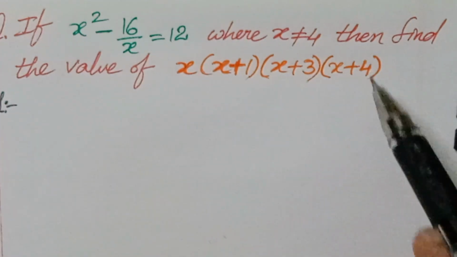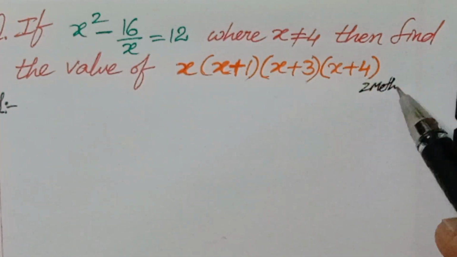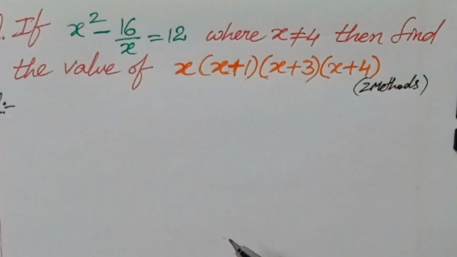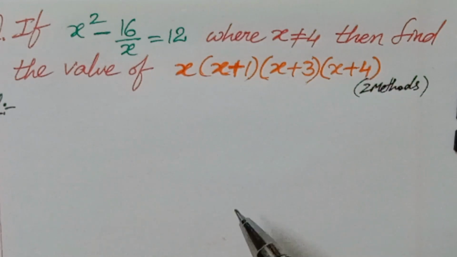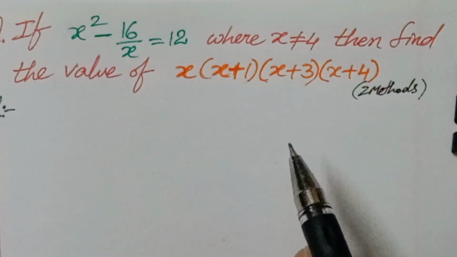So here, how to solve this problem? We are going to see this in two methods. One is the general method, another one is the shortcut method. The second method is the shortcut. Up to the end, you watch the video. So here, first the general method.